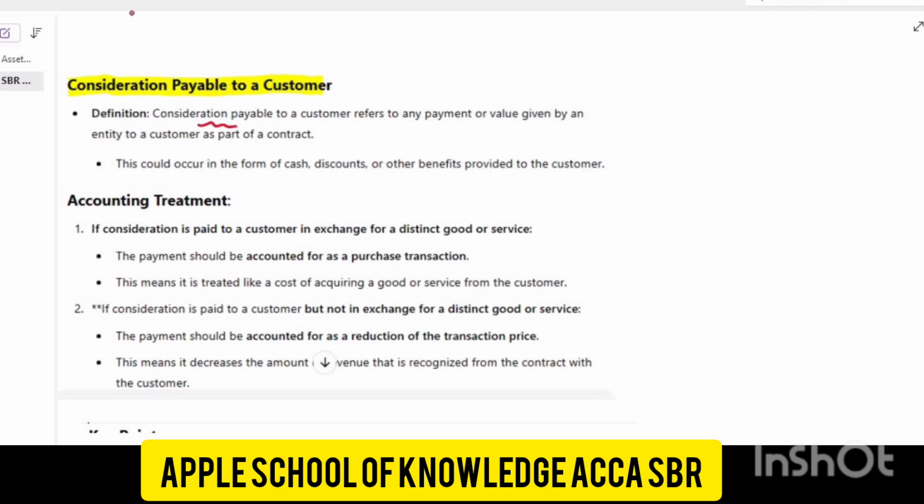Consideration payable to customer, we mean that any payment or value given by the entity to the customer as a part of the contract, then we call that consideration payable to customer. So if the entity pays anything, any payment or value given to the customer as a part of the contract, then that will be the consideration payable to customer. This could occur in the form of cash. It may be cash, discount, or other benefit provided to the customer.